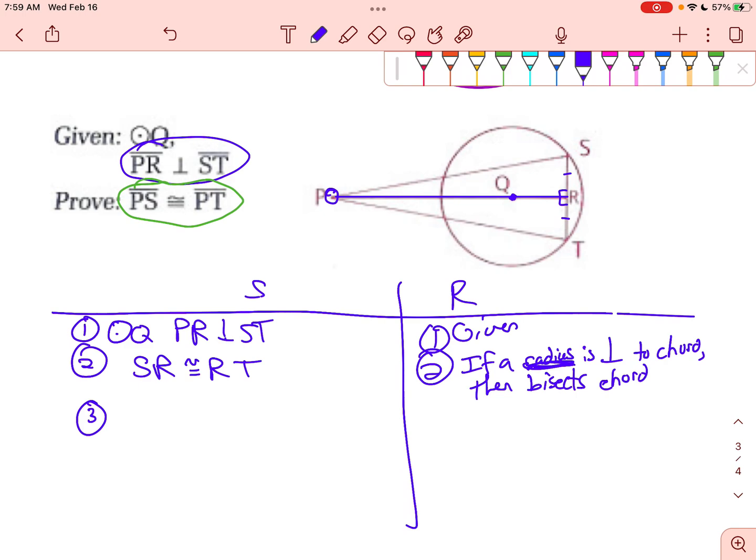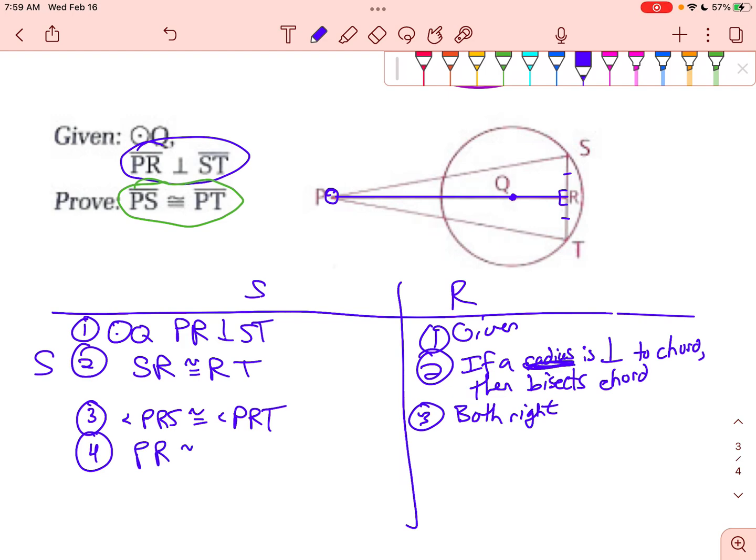So we are going to say angle PRS is congruent to angle PRT, and we are going to say that it's because they are both right angles. So right angles have to be congruent to each other. We are also going to say that PR on the top triangle has to be congruent to PR on the bottom triangle, and that is any segment is congruent to itself.